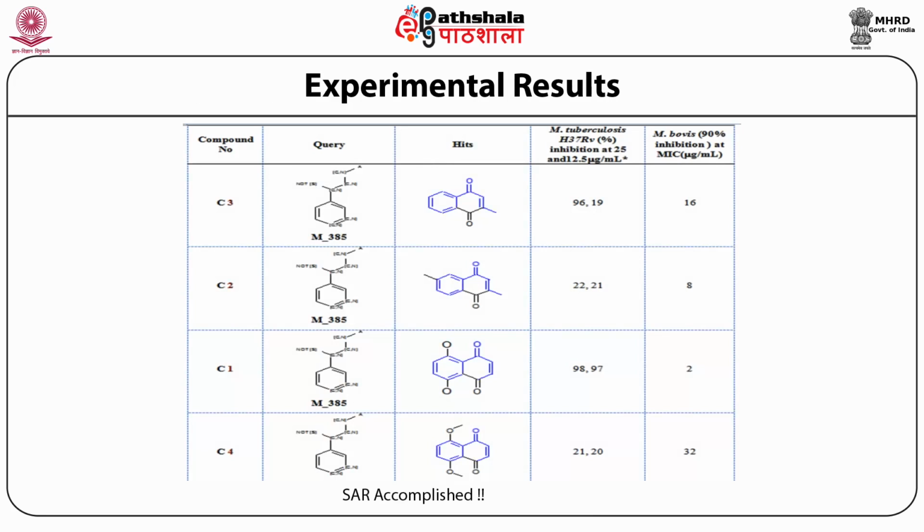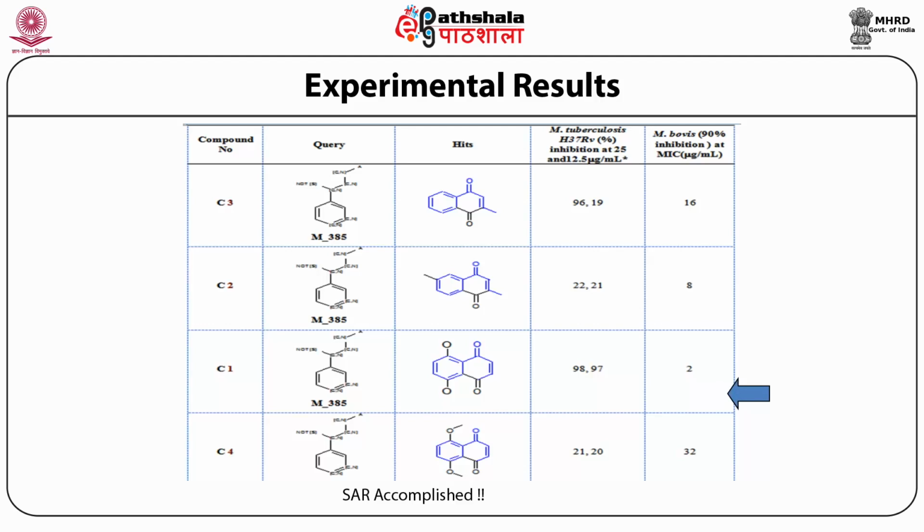This is the proof that our model or our hypothesis was right. The reason is we have synthesized many compounds, out of them 4 compounds, which are shown on the left hand side, the numbers, and their hits. This is the compound moiety and hits under hits. When we did the experiment, accomplished was tuberculosis inhibition at 2.5 microgram per ml, and we did the experiment with bovis, which is also similar at MIC calculations. We figured out the best compound shown is C1.